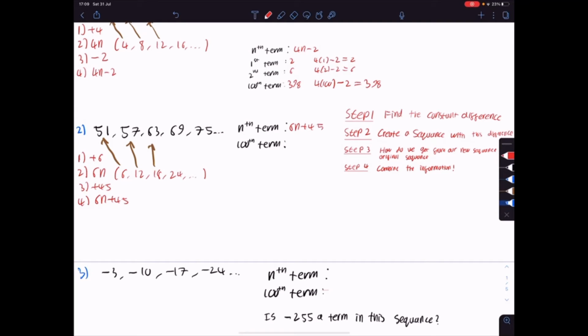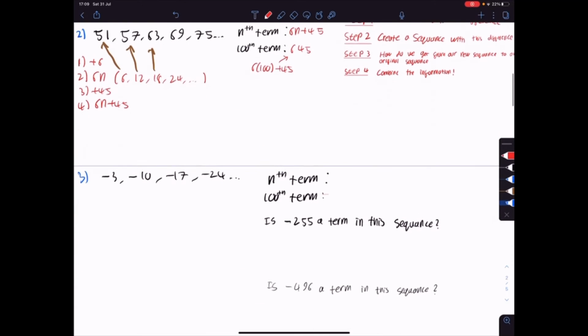Okay, so to find our 100th term, we don't want to write down 100 different numbers. So again, we just use our nth term. So we substitute in n for 100, and we get 6 times 100 plus 45 equals 645. 645 is our 100th term of this sequence.